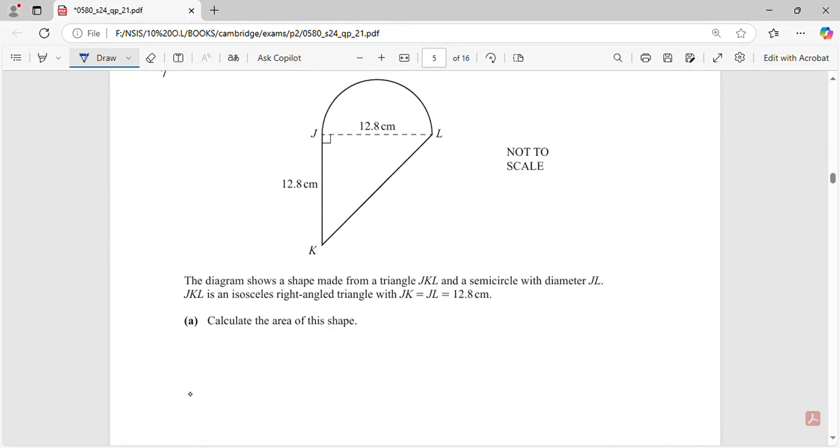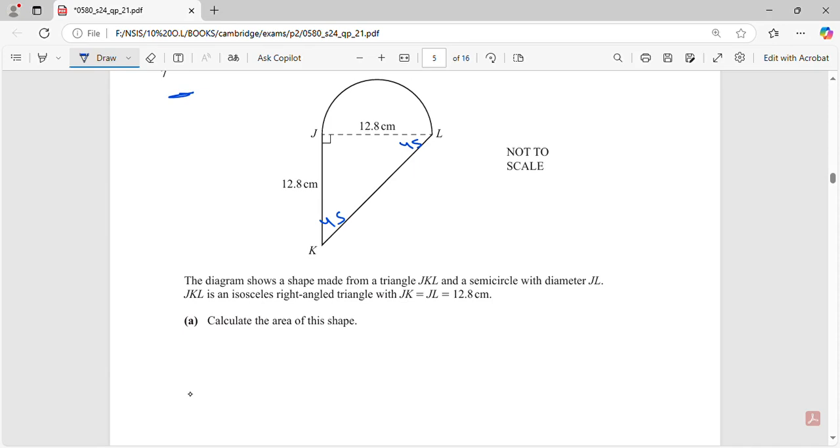Of course not. Now for question number 7, he asked that the diagram shows a shape made from triangle JKL and a semicircle with diameter JL. JKL is an isosceles right-angled triangle. This is an isosceles right-angled triangle, and this is very important, by the way: as long as this is 90 and it is isosceles, this angle is 45 and this angle is 45. You have to learn this step. Every given note in the question, you have to write it down on the drawing. Now he said that JKL is an isosceles triangle with JK and JL equal to 12.8.